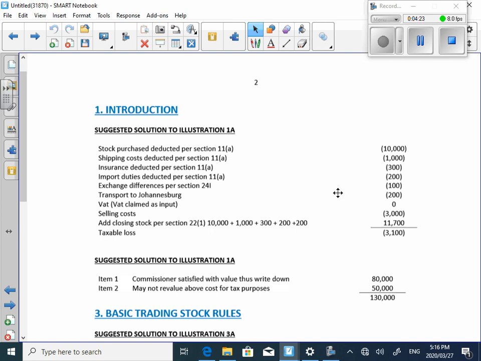The 300 and the 200 included. Exchange differences not included. Transport to Joburg included. Selling costs allowed as a deduction but not included in the cost of trading stock. And what's the value of trading stock? 10,000 plus 1,000 plus 300 plus 200 plus 200. 11,700 is the value of trading stock at the end of the year.